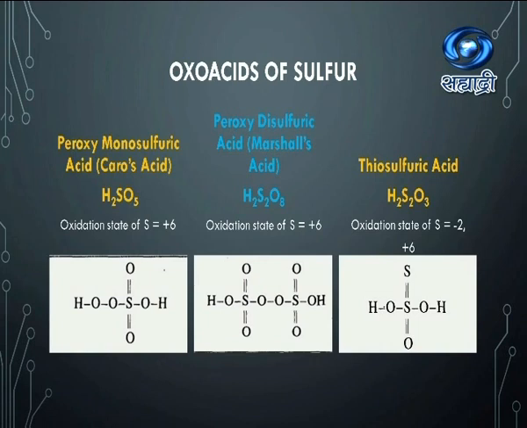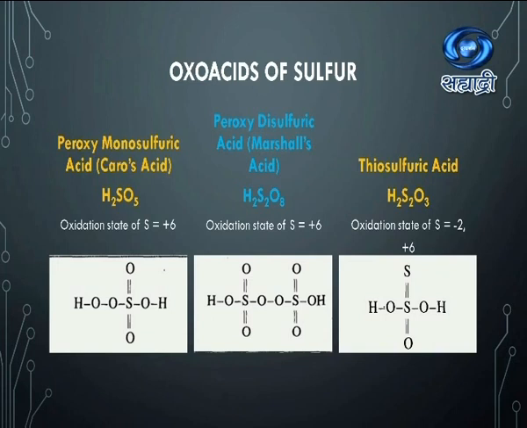Then the next oxoacid of sulfur is peroxymonosulfuric acid. Remember, peroxymonosulfuric acid. Its common name is Caro's acid. Formula is H2SO5. Oxidation state of sulfur is +6. Now let's go through the structure. Sulfur is bonded with an oxygen atom, S-O bond. Then this oxygen atom is bonded with a hydroxyl group, so the bond is S-O-OH. Then on the right hand side you will observe that sulfur is bonded with a simple hydroxyl group. And the remaining two oxygen atoms are doubly bonded with the sulfur atom.